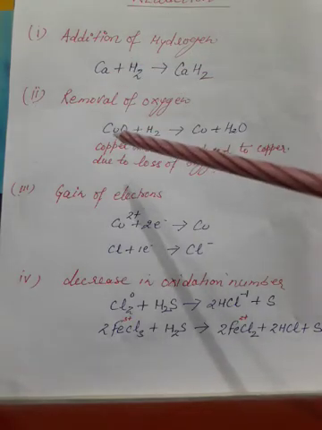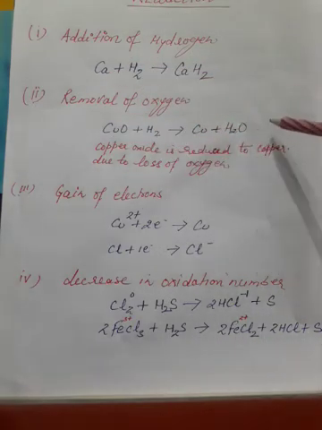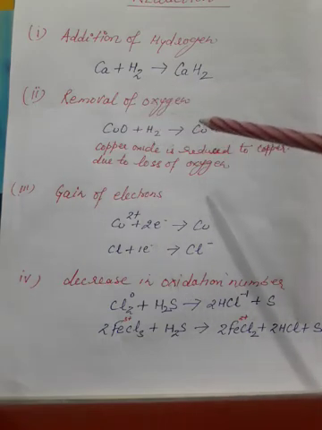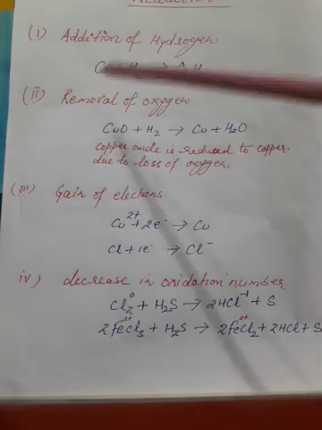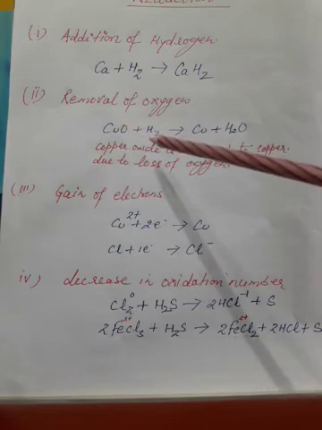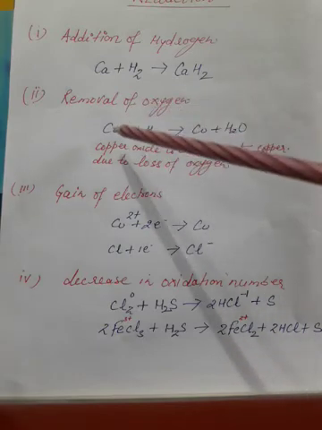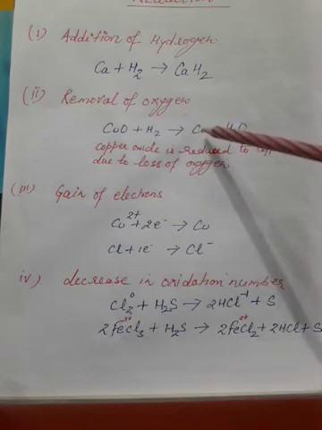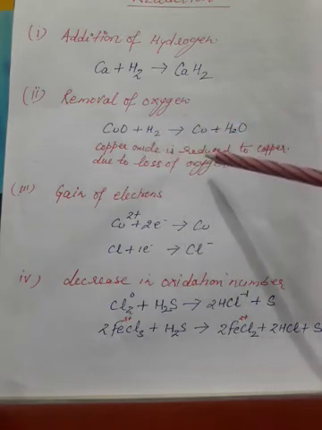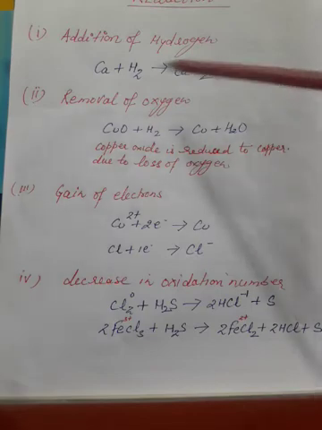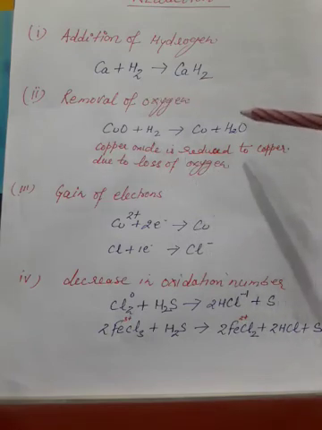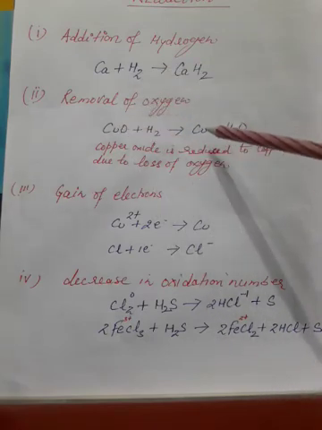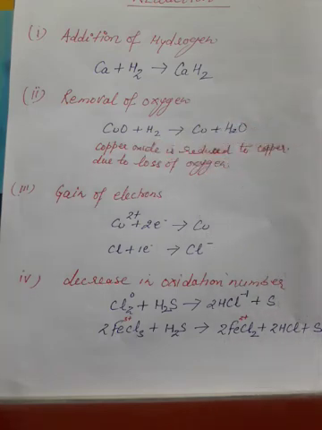Just see, copper oxide reacts with hydrogen to form copper and water. So here there are two reactions, oxidation as well as reduction. Which one is the reduction reaction? Removal of oxygen. Copper oxide will lose oxygen to form copper. It means copper oxide is reduced to copper due to loss of oxygen. Here we can write two half reactions, but we will discuss only reduction. So this is clear: removal of oxygen is known as reduction. Copper oxide is reduced to copper due to loss of oxygen. This is the second definition. Clear this one? Then the third one.